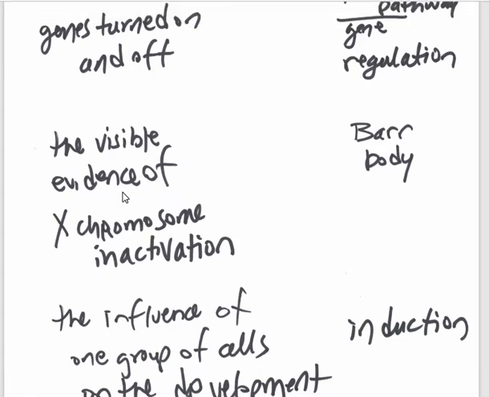All of you ladies have known there's something very special about you, but one of the many special things about you is that you have two X chromosomes, and your body can actually turn off one of your X's and run off of the other one. The visible evidence of X chromosome inactivation is called this.